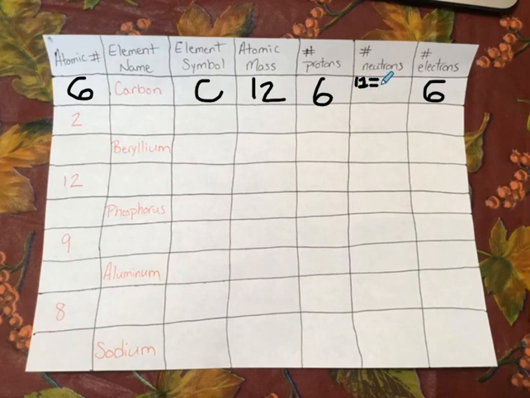equals 6 plus n for neutrons. And if I subtract 6 from both sides, I get that n equals 6. There are 6 neutrons in this carbon atom. Okay, so now that I've got all this information about carbon, it's time to draw it.